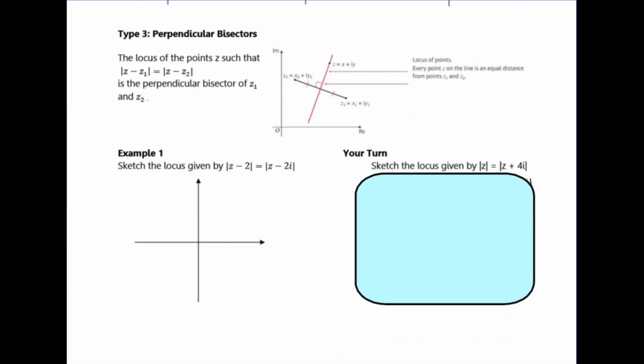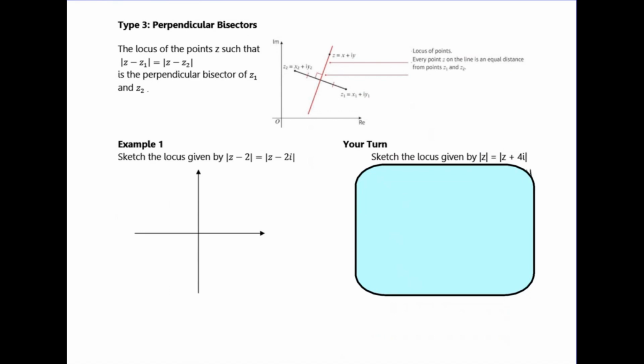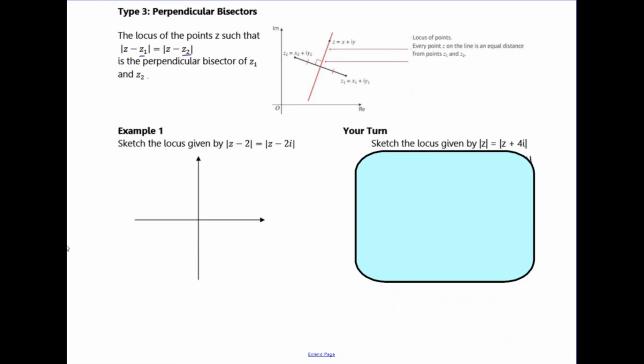The final type of locus you need to know about is the perpendicular bisector. These look similar to circles, but are different because you've got a modulus on either side of the equation. Just like the other two that we've done, they need writing as z minus the complex number if they're not already in that form. This will be the perpendicular bisector between these two points, z1 and z2. So these are all points that are equidistant from z1 and z2.